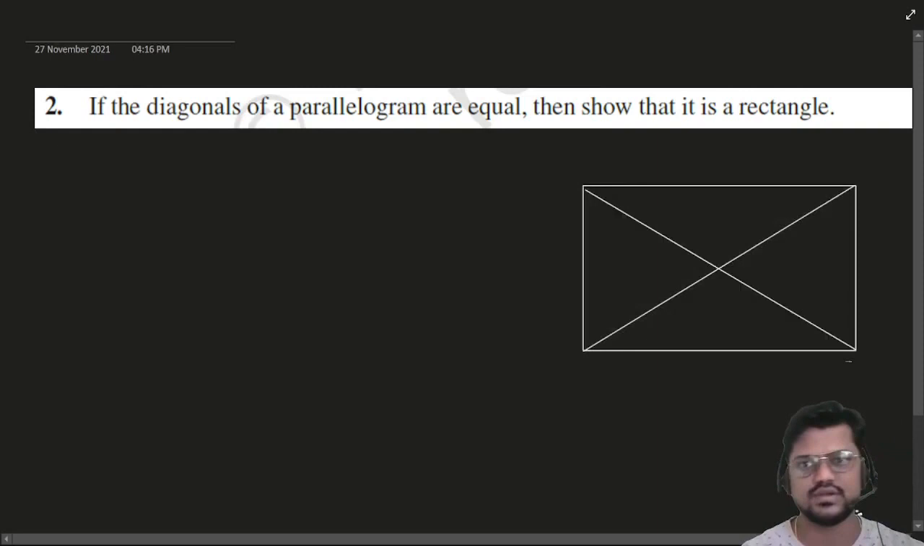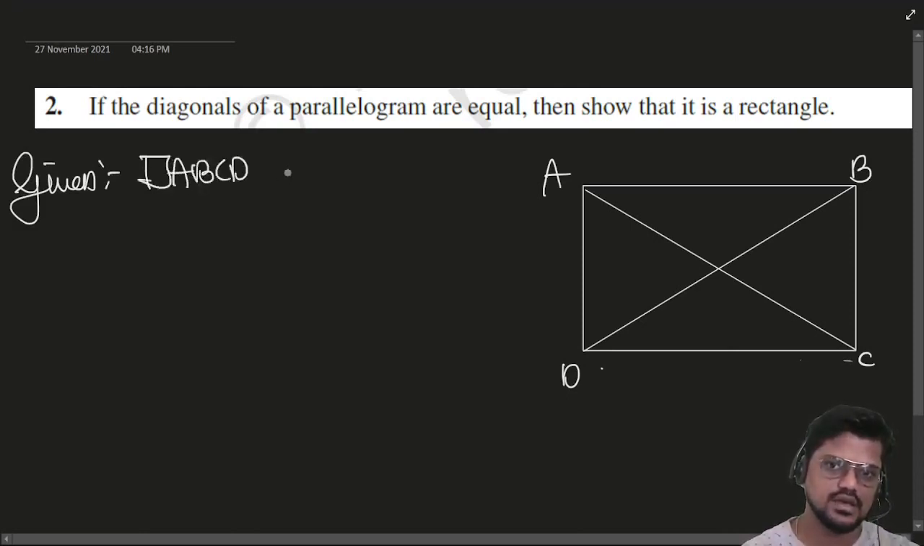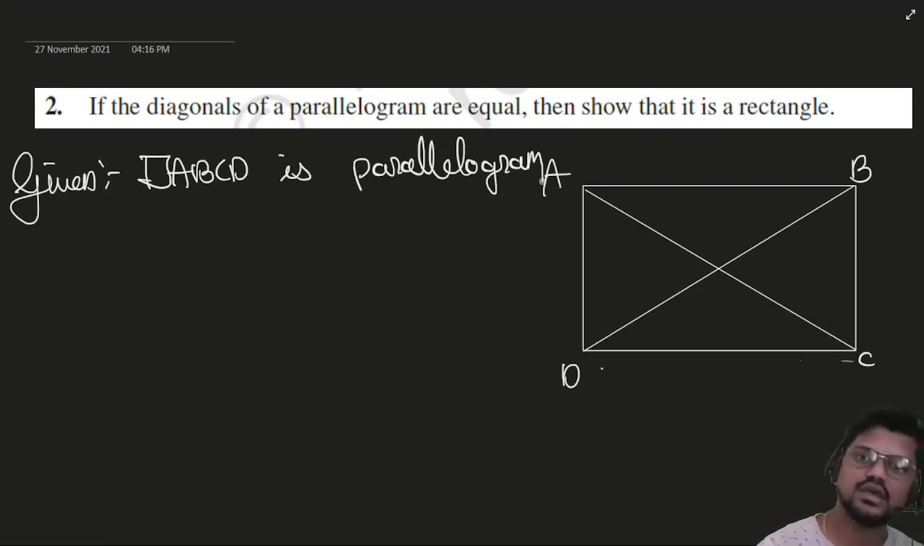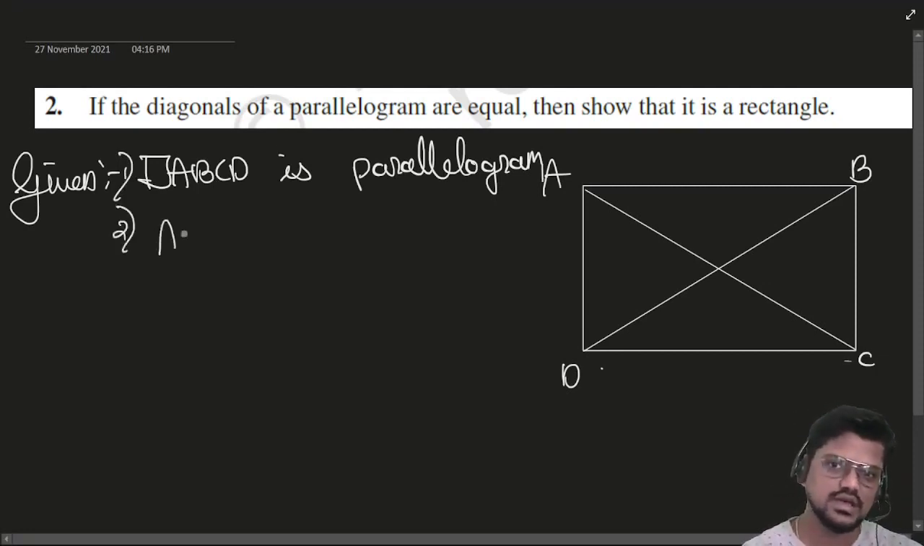How will you prove it? Consider this is A, B, C, D. What is given? Quadrilateral ABCD is a parallelogram. This is what is given. After that, they have also given that the diagonals are equal. So this is the second condition given, AC is equal to BD. This is what is given. Now what you have to prove?